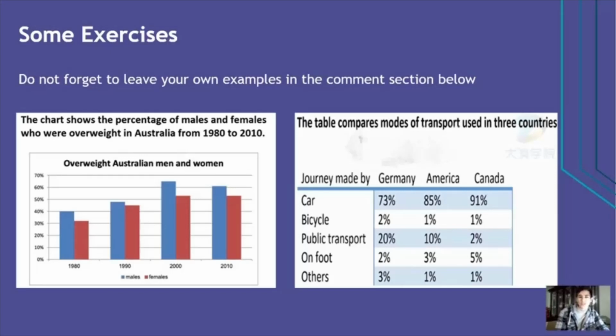As writing an introduction is the same for all types, you can just use the same method to write the introduction part for them. The first one is: the chart shows the percentage of males and females who were overweight in Australia from 1980 to 2010. And the next one is: the table compares modes of transport used in 3 countries. Try to use some synonyms and structures, and don't forget to take some details from the picture as well.